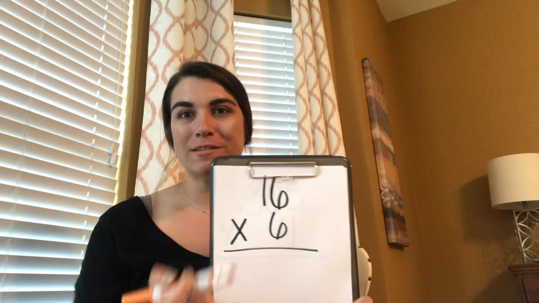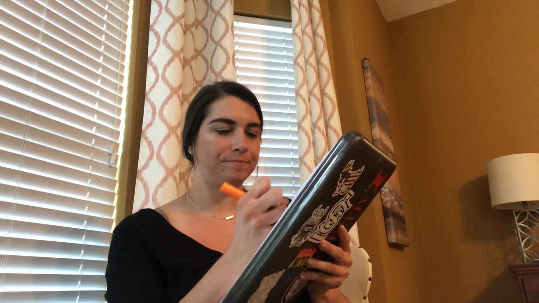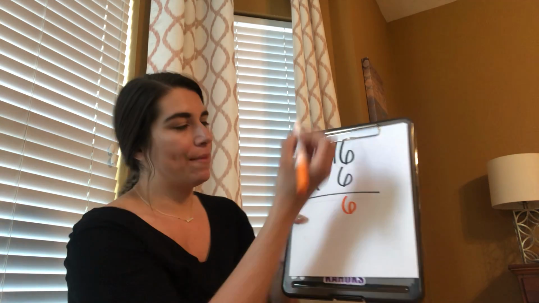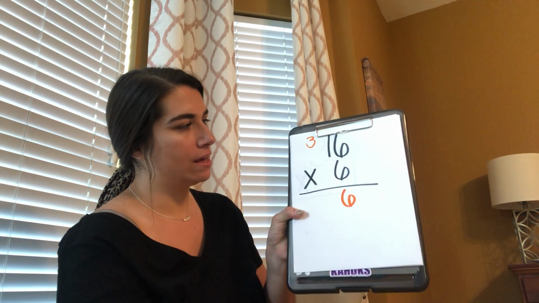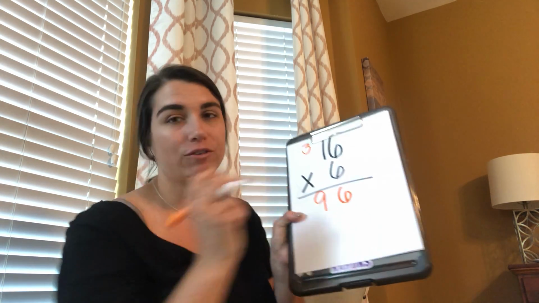All right, so my first step is I'm going to multiply my 6 times my 6, which is 36. I write my 6, and then I carry my 3. 6 times 1 is 6, plus 3, which is 9. So if you got 96, virtual high five. Here is your next one.